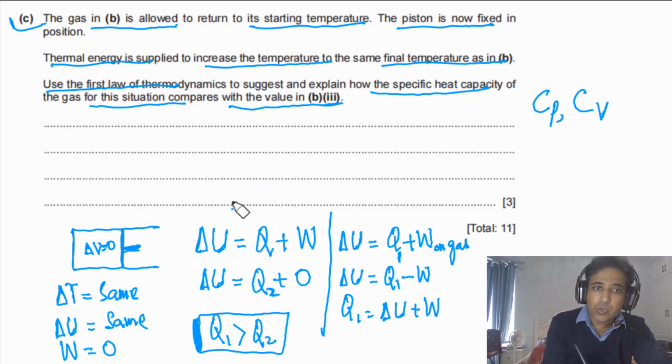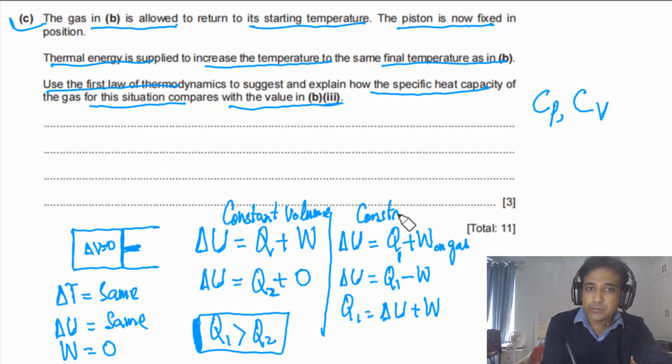This is at constant volume. And this one is taking place at constant pressure. So we can say this is constant pressure. So it means Q1 is greater than Q2.